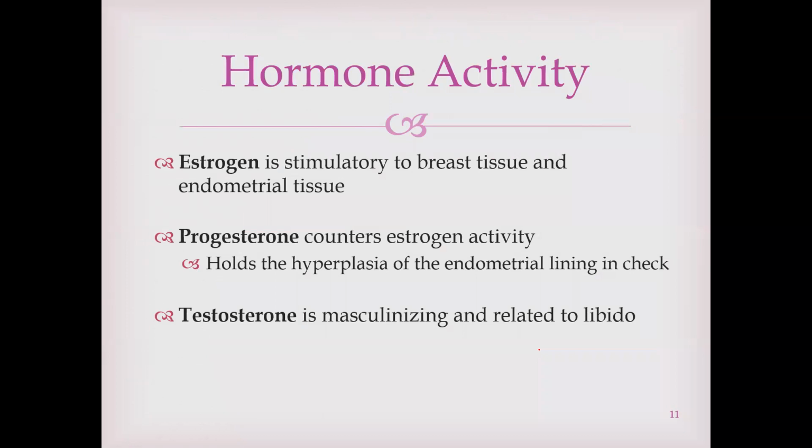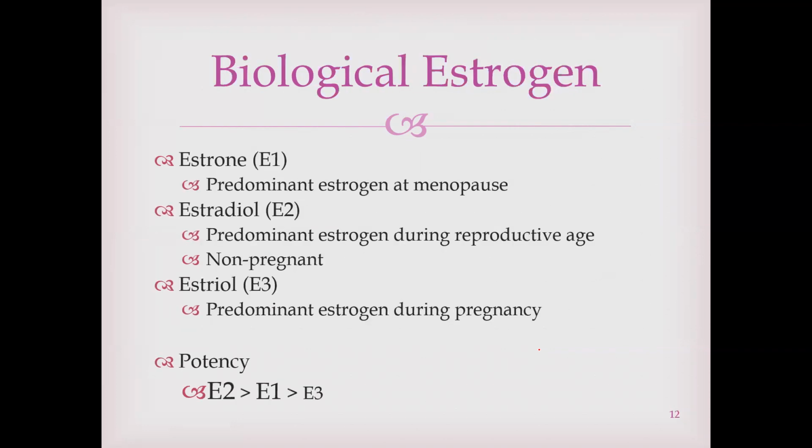So to review just briefly, estrogen is stimulatory. It increases breast tissue and endometrial tissue, and then progesterone is kind of the counterbalance to our estrogen, and this helps to keep the endometrial lining in check so we don't have hyperplasia. And then testosterone, we know, is a masculinizing hormone. It does increase libido to have higher levels of testosterone, so obviously decreased testosterone levels would cause decreased libido. And so we see how these hormones kind of function naturally within our body.